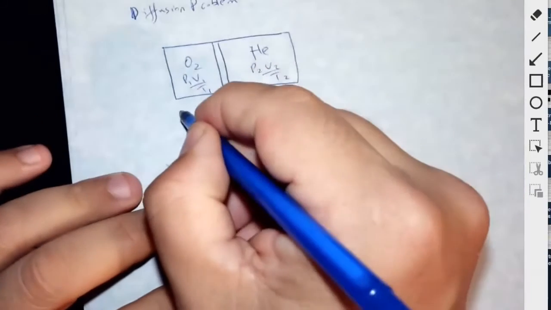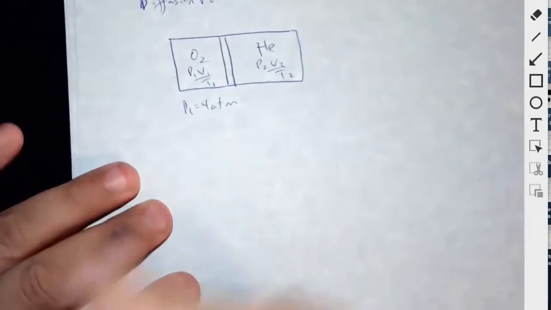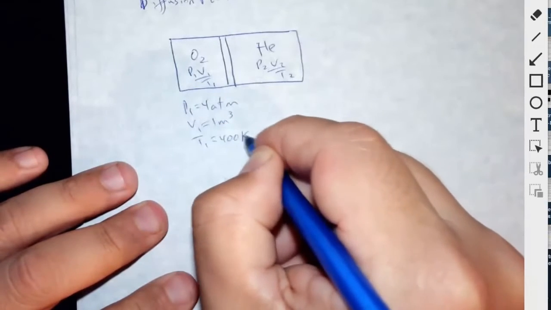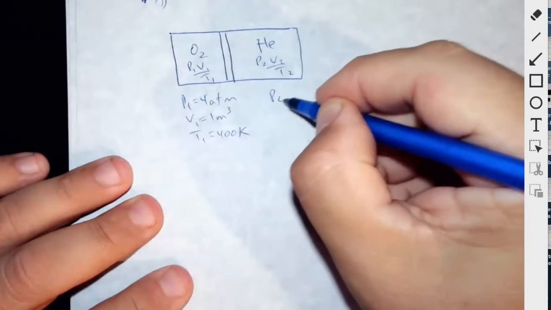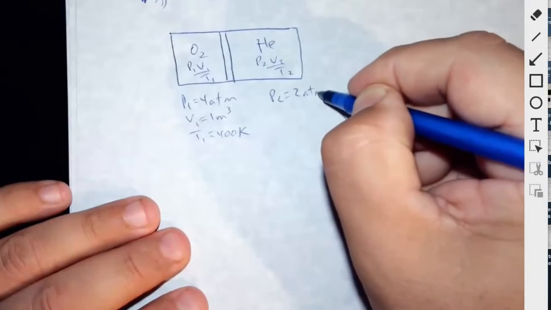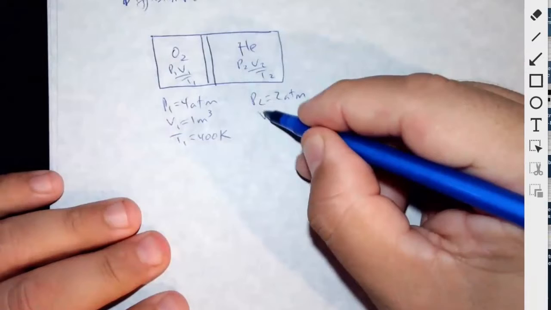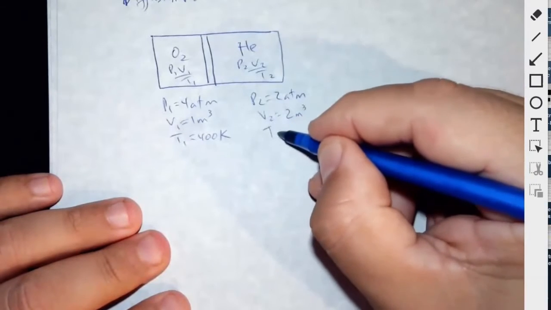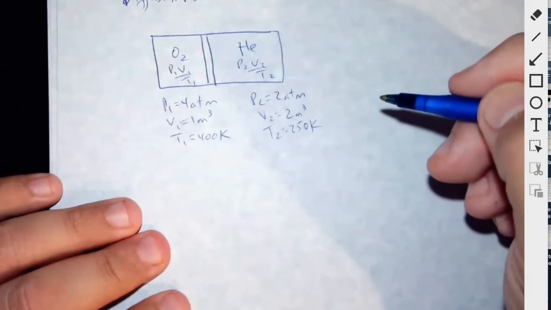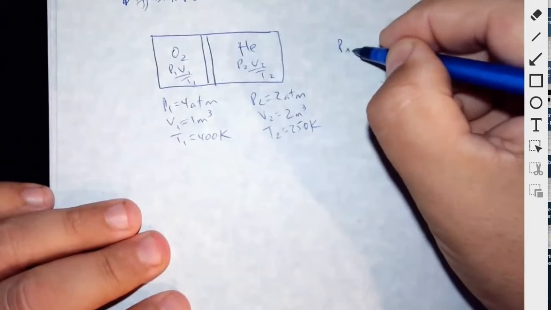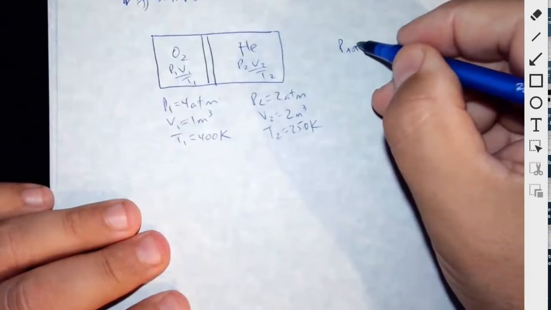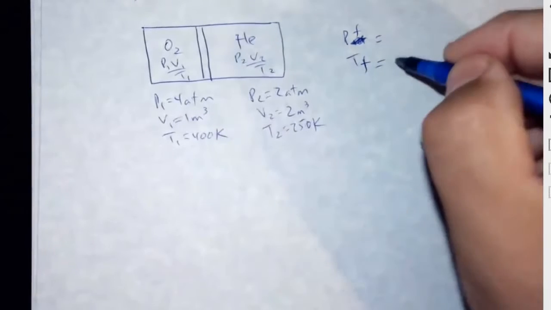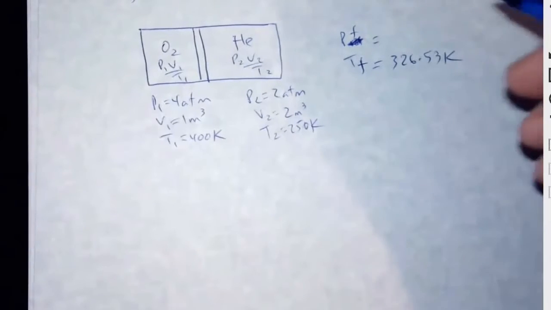Okay, so P1 was 4 atmospheres. V1 was 1 meter cubed. T1 was 400 Kelvin. P2 was 2 atmospheres. And then what was the final answer to the final pressure when the gases combined, and then the final temperature? We can call them P final and T final. 326.53 Kelvin. 326.53 Kelvin, and then final pressure.